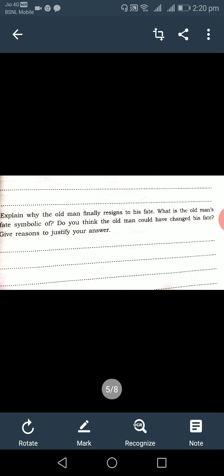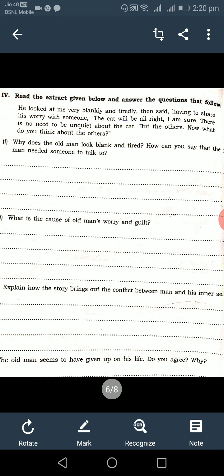Yes, the old man could have changed his fate had he crossed the pontoon bridge, but the love for his animals was holding him back. Moreover, he was too tired and old to walk any further. So he just surrendered. So that's all for this answer. Next extract.